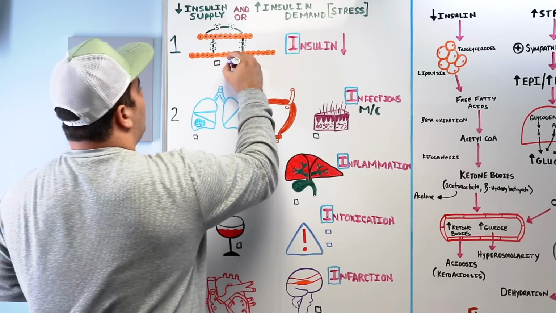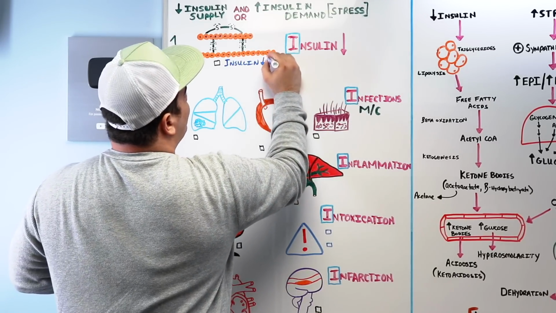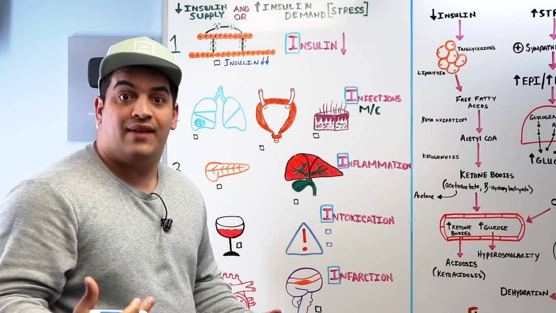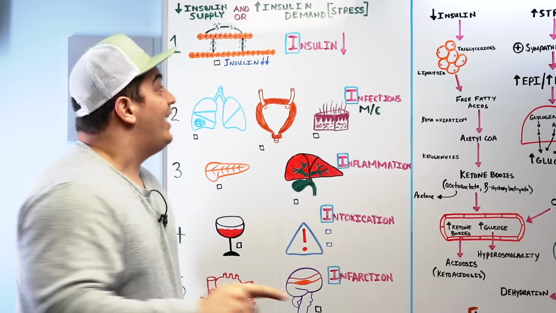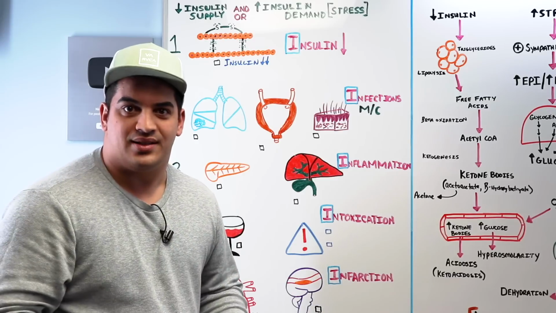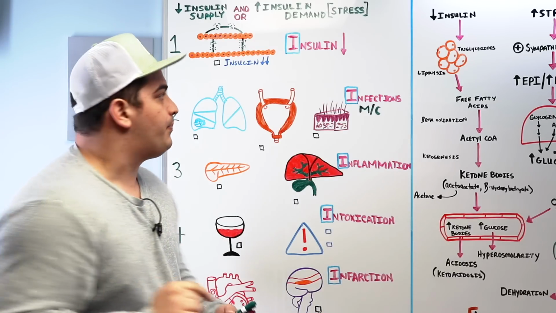And what kind of individuals would an insulin deficiency be a problem in? An insulin deficiency would be a problem in an undiagnosed diabetic. Doesn't know that they have diabetes, so they're not taking insulin. That could be one reason. Or it could be a diabetic who's not taking their insulin. They're not compliant with their insulin. Or they're not taking enough of their insulin. That's one of the I's.